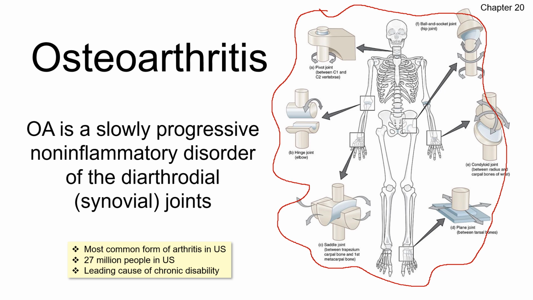So these changes, all those changes I just talked about, cause pain and stiffness in osteoarthritis, and that's early on in the disease. But later, once that articular cartilage is lost, then those bony surfaces, those two joints, are going to rub against each other, and that can be very painful.